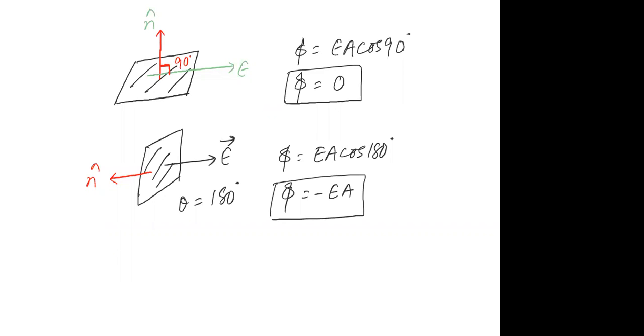Wherever you get flux negative, negative flux will mean that the area vector and electric field vector are not in the same direction, rather they are opposite to each other. Clear? Please note it fast.